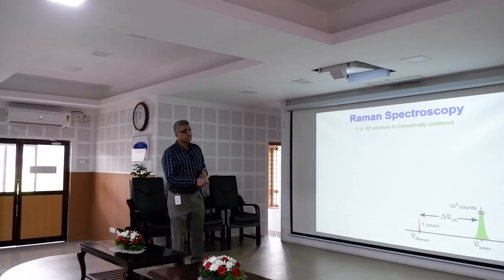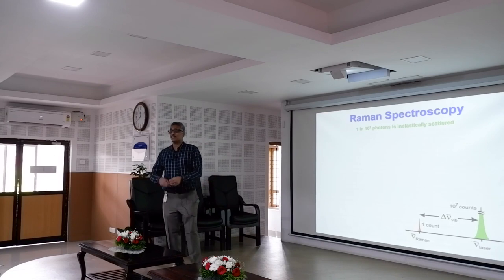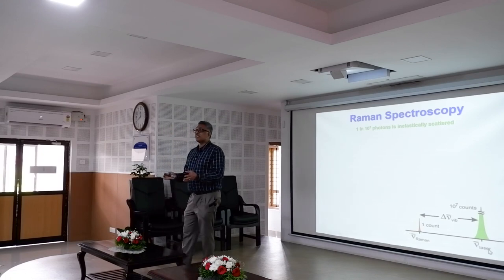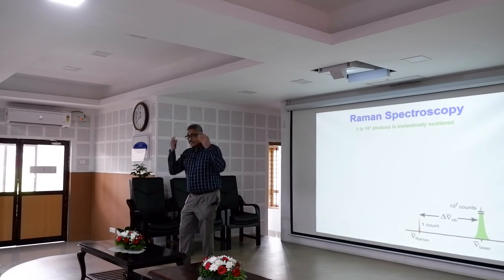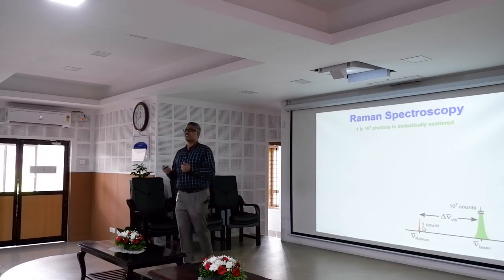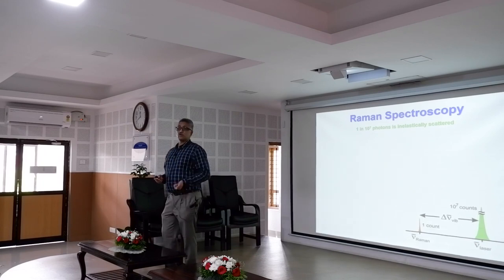Second thing is that it's a chance factor. That means one photon comes, how many such photons may actually get Raman scattered. I told already that about 3 to 5% of the light gets elastically scattered. In that 3 to 5%, if I have 10 to the power of 7 photons coming in elastic scattering, then only one photon gets Raman scattered. So now you see how weak the Raman phenomenon is. And this is exactly the reason why Raman took a lot of time for becoming a household thing.